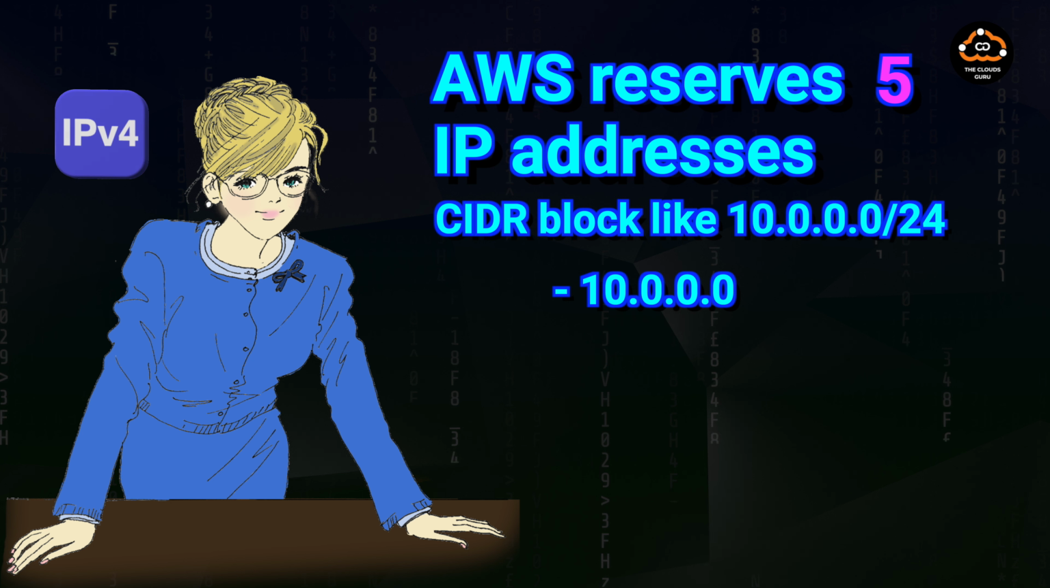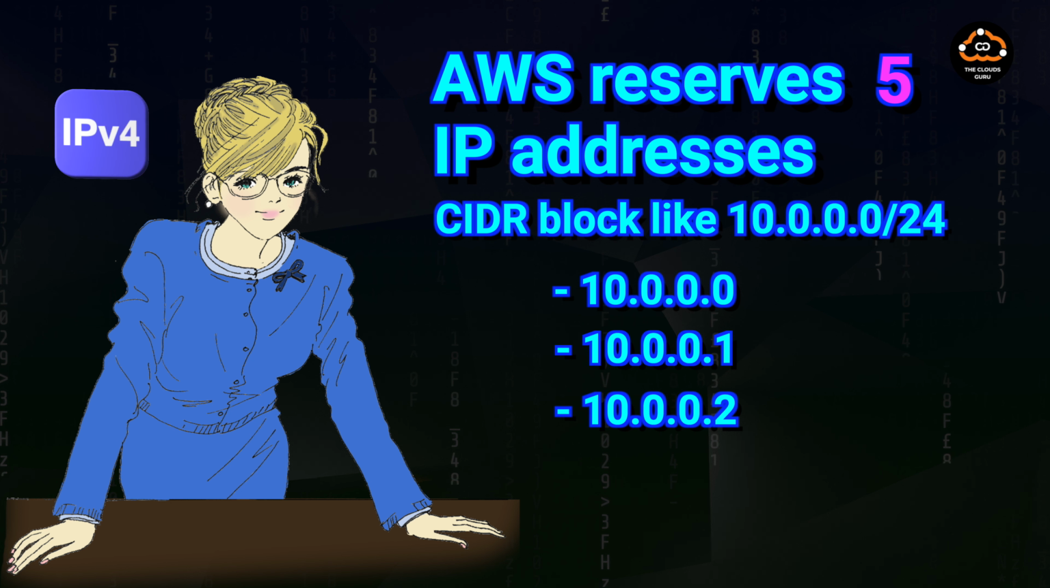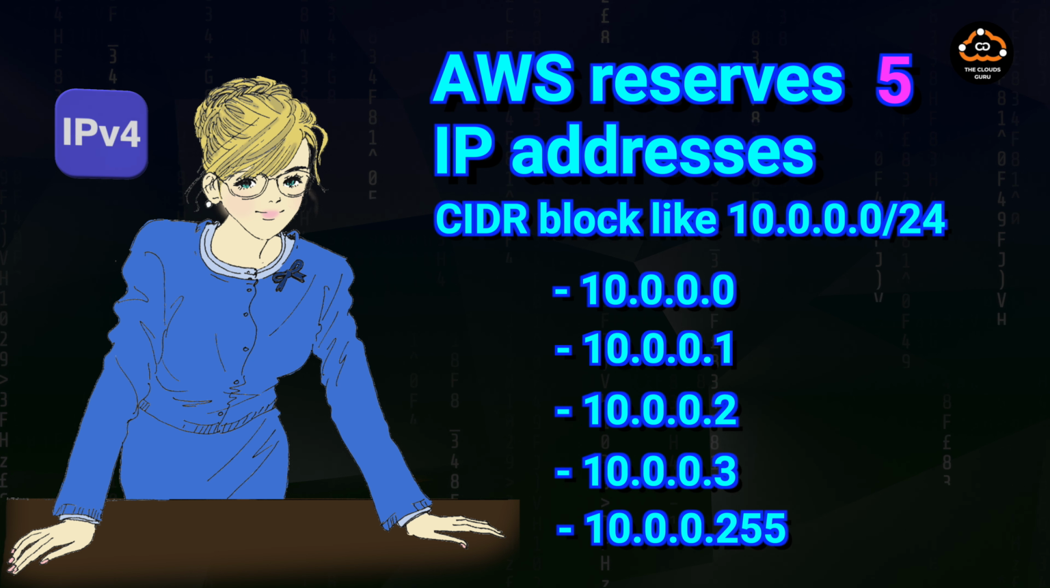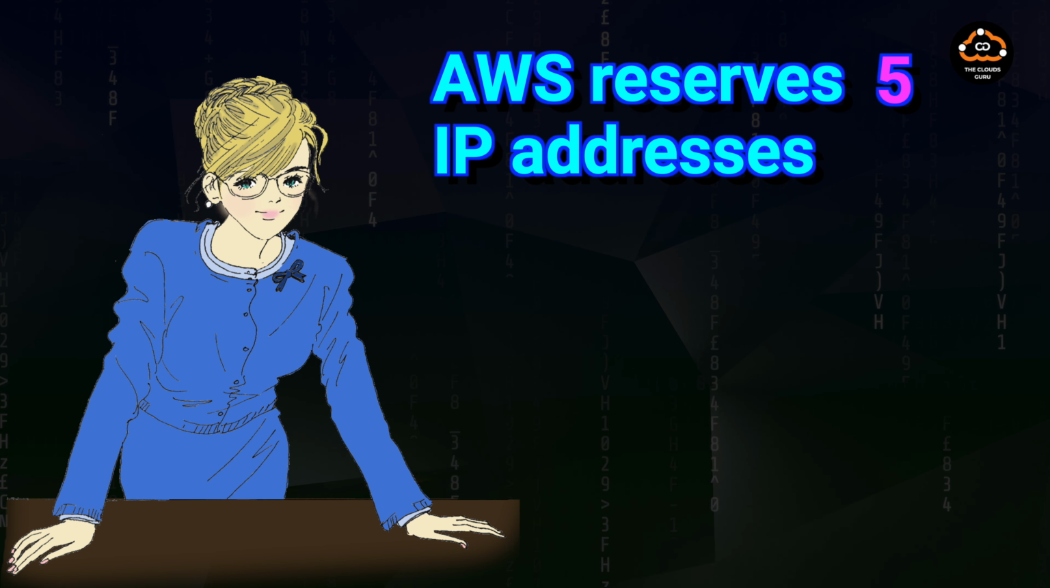10.0.0.0 is the network address. .1 is for the VPC router. .2 is the designated DNS server IP. .3 is held back for potential future AWS features. .255 is the network broadcast address, but remember, AWS VPC doesn't support broadcast, hence the reservation.